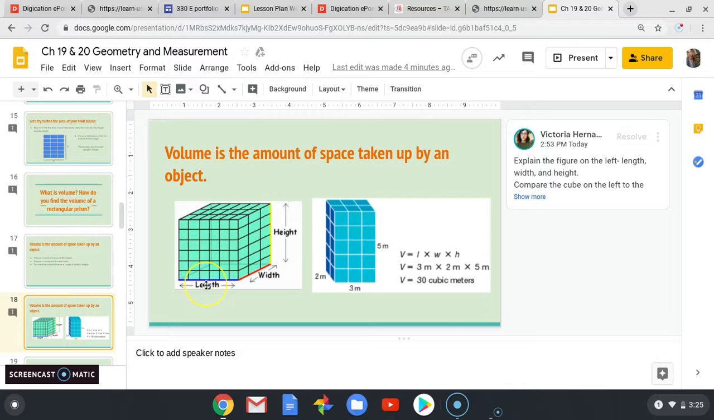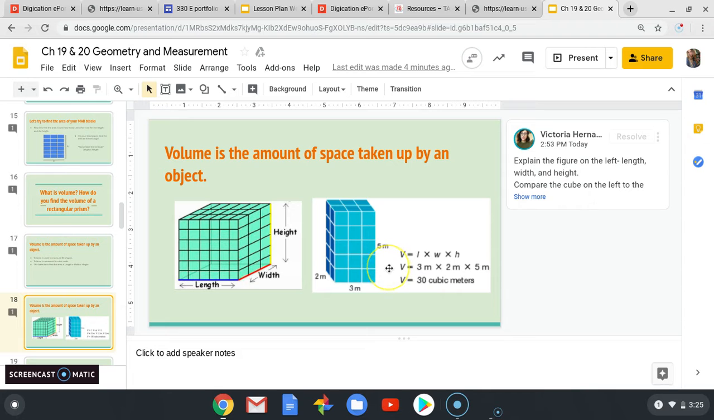At the bottom of this green shape, we have length. Width is on the side in the red, and height is right here, from top to bottom, how many cubes. So we do volume as length times width times height. So in this blue figure, for the width, it is 2 meters, 1, 2. For the length, we count 1, 2, 3. We can write that down. 3 meters times 2 meters.